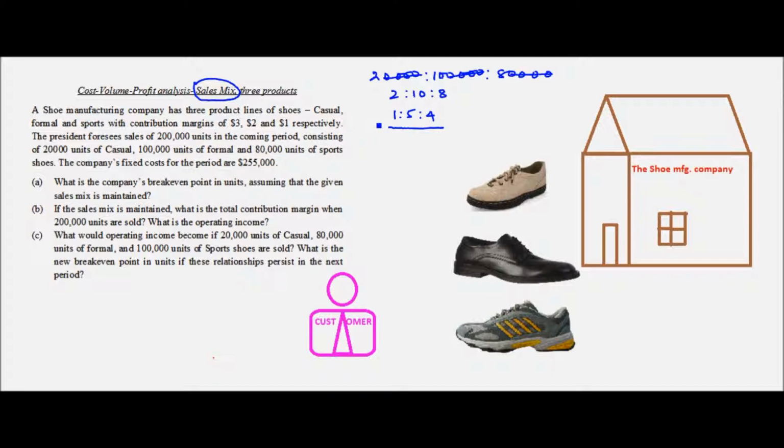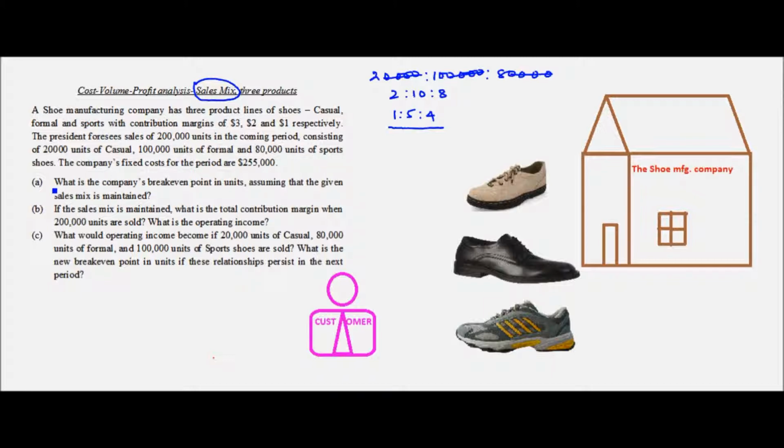And if this sales mix is said to be continuing for any number of units of sales, then the ratio of the sales for individual product lines will remain the same. What that means is that if the sales increases to 400,000 units, then the sales for individual product lines will be 40,000 units for casual, 200,000 units for formal, and 160,000 units for sport shoes.